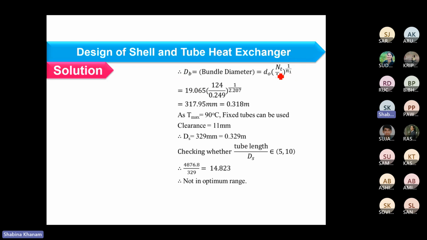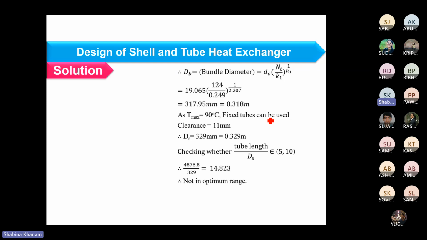This is the expression where NT is the total number of tubes, not the number of tubes per pass. Please keep that in mind. Okay, NT is the total number of tubes. So considering all these values, we can find dB as 0.318. And to calculate the shell diameter, you need to consider clearance along with the bundle diameter.